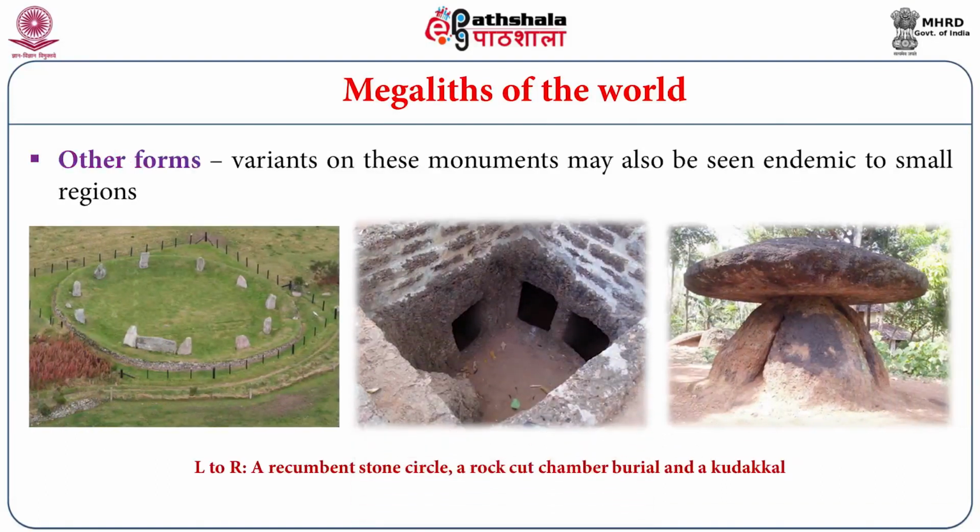There are also other forms of megalithic monuments found in different parts of India. Some of them are limited to a particular region. What you see in this image on the right side is a kudakkal, or a monument which resembles the umbrella. In the center, we have a monument which is actually a rock-cut cave. These two types of monuments are mainly found in Kerala. On the left, you have a stone circle. So similar monuments are found in different parts of India, but sometimes some of the monuments are confined to one particular region. Maybe because of the cultural reason, or the people found it easier to create these monuments in their area. That is why we see a lot of variations in the burial typology.